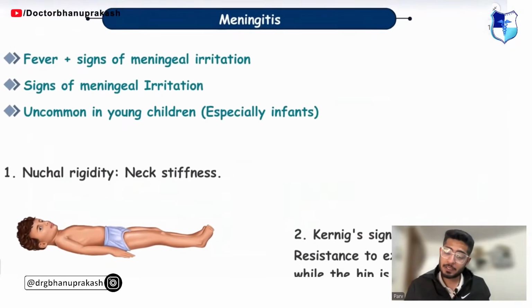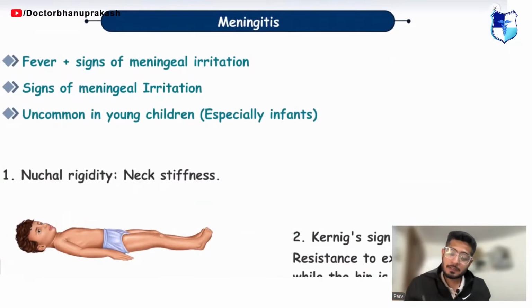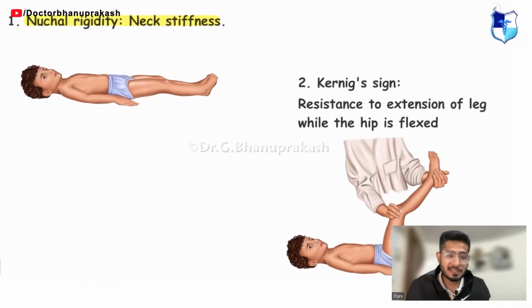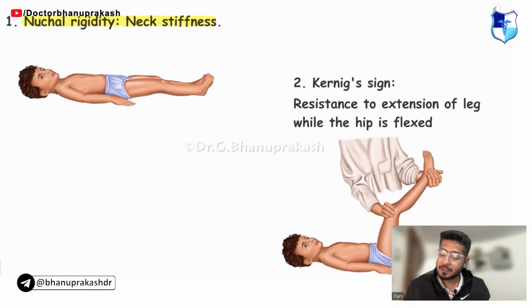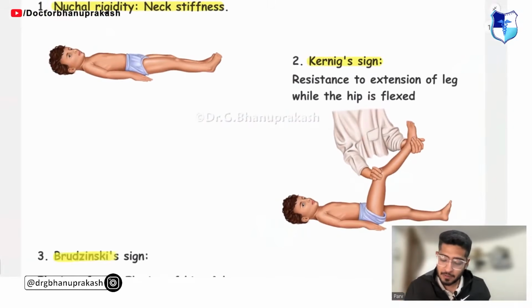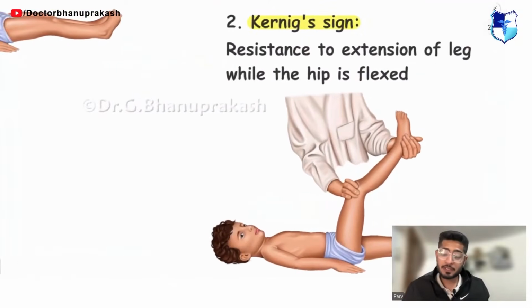Coming on to the next part, which is actually meningitis. So remember, what will be there in meningitis? You will have fever, you will have signs of meningeal irritation. Nuchal rigidity is going to be there. Neck stiffness is one of the features. Next is Kernig sign. They can ask you what is Kernig sign, and then they can ask you what is Brudzinski sign.